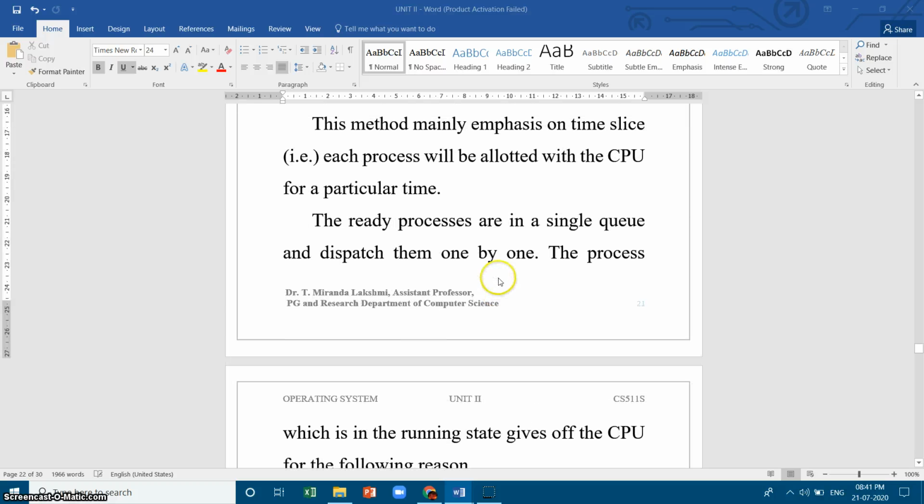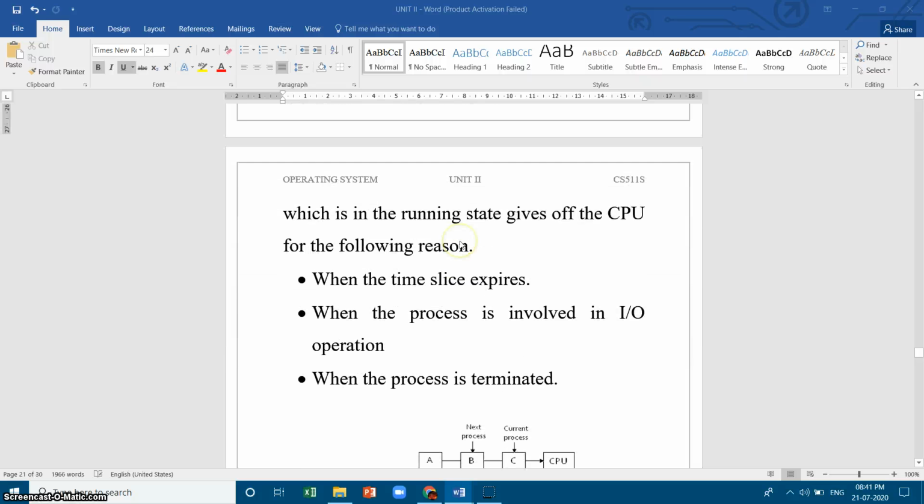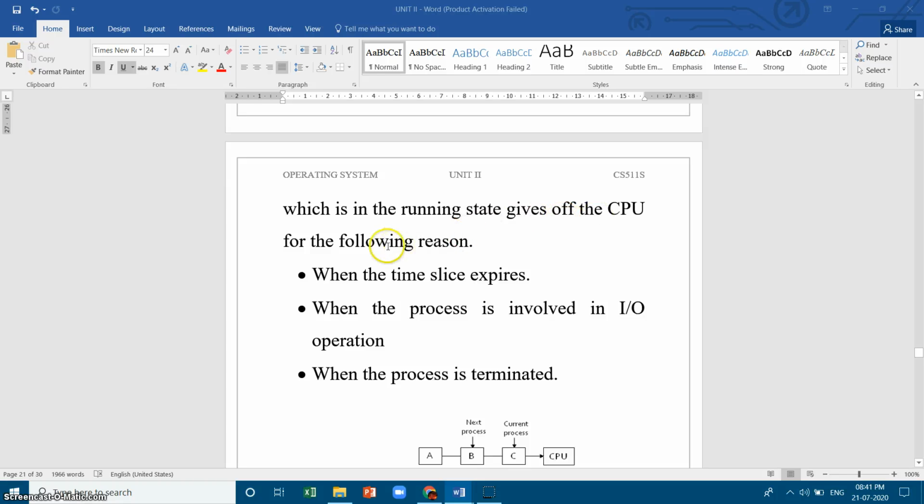So you can see it here. The ready processes are in a single queue. We are having a single queue and dispatch them one by one. The process which is in the running state gives off the CPU for the following reasons. Already we have seen what is my running state, what is your ready state process, and what is my block state process. Running state is your CPU. From your CPU, why it will be coming out means due to these following three reasons.